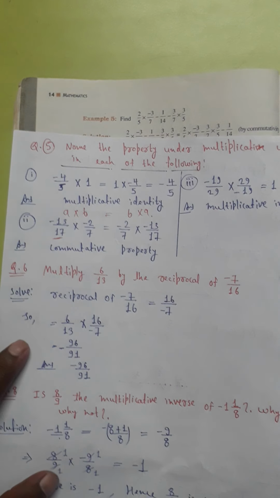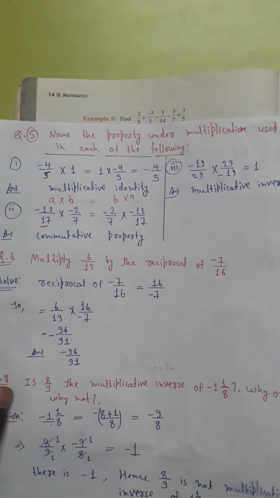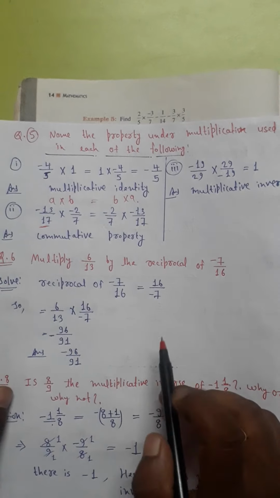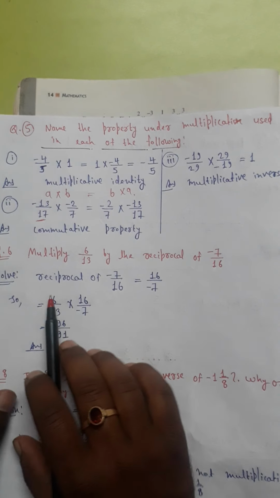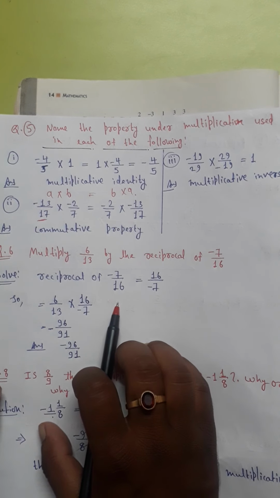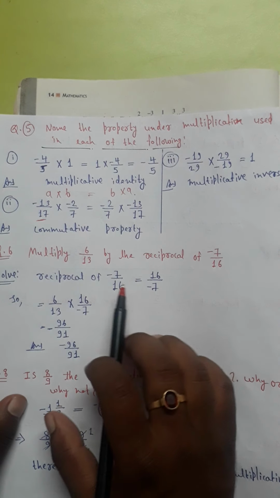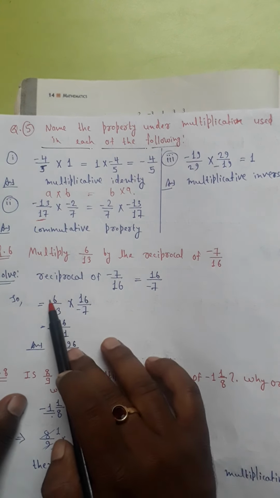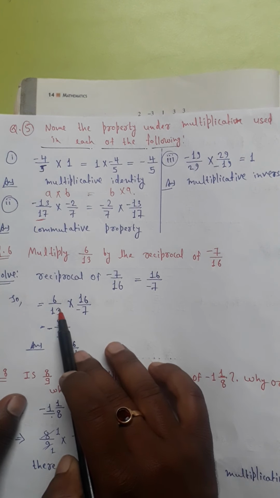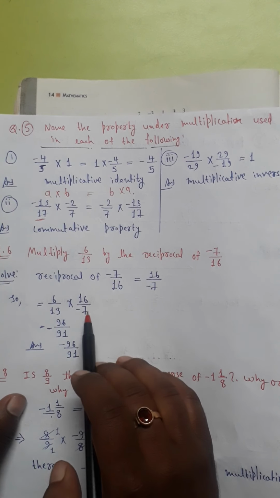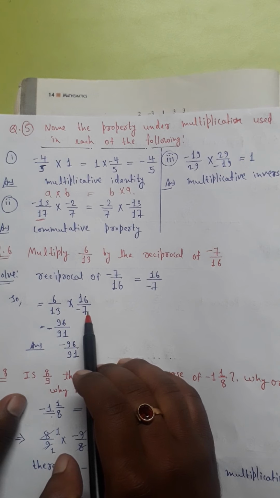Okay, then the next question: multiply 6 by 13 by the reciprocal of minus 7 upon 16. First of all we find the reciprocal of minus 7 upon 16. That will be minus 16 upon 7. Then we multiply with 6 upon 13: 6 upon 13 into 16 upon minus 7.